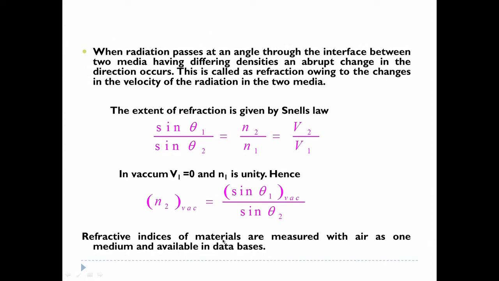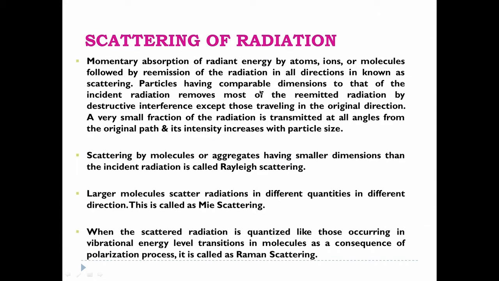So, refractive indices of different materials are measured with air as one medium, and they are all available in databases for quartz, for glass, for metals, for aluminum. There will be a lot of changes in the refractive index of the material. This is another property of electromagnetic radiation that I always associate with whenever electromagnetic radiation interacts with a given medium. The medium, as we have already referred to, could be vacuum, gas, or material, solid, liquid, etc.